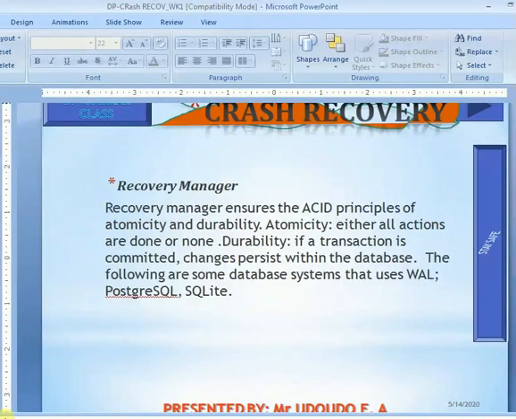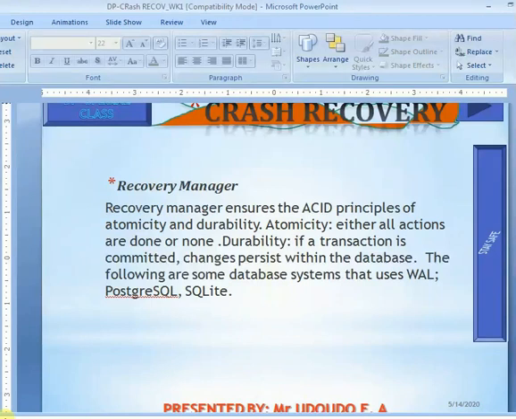Quickly, the recovery manager. What is it about? In firms, in organizations, in schools, parastatals, there must be somebody to spearhead the running of the affairs of the firm, to see to it that things are working fine. The same thing applies here. In the whole application of a database, there must be that part referred to as a recovery manager, which ensures these crash recovery processes by applying the principles, the four principles, ACID, A-C-I-D, principles of atomicity and durability.